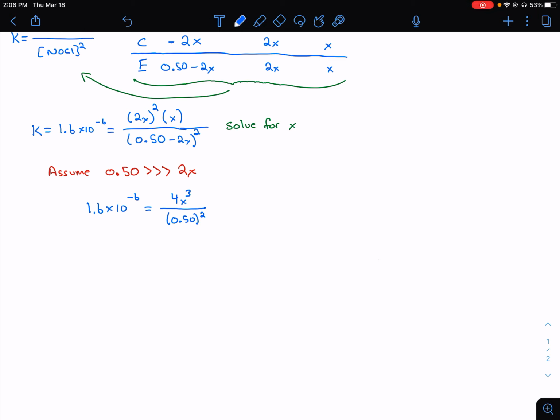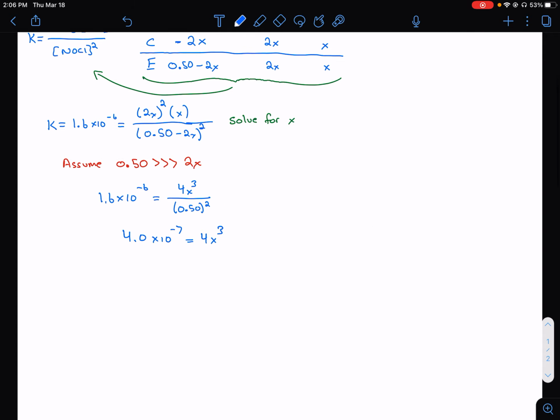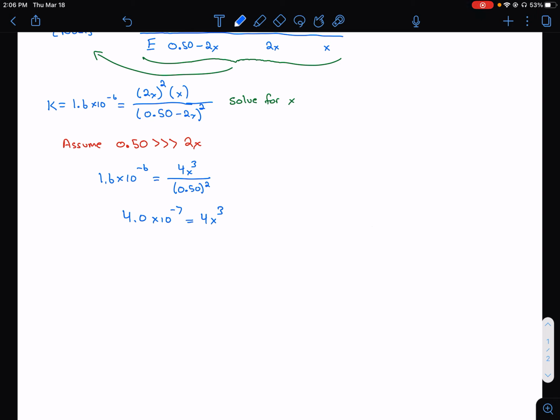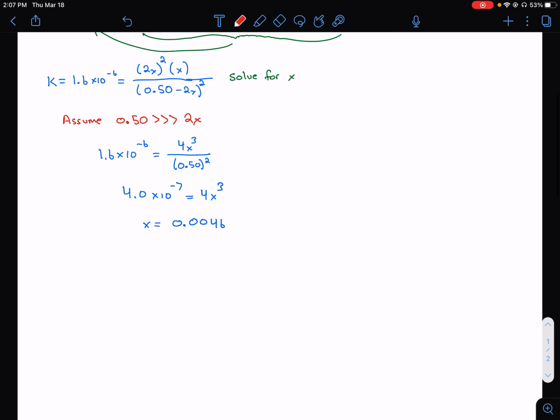This becomes a much easier expression for us to solve. We can multiply 0.5 squared to both sides of the equation, and we get 4.0 times 10 to the minus 7th is equal to 4x cubed. So then we'll divide by 4 and then take the cube root, and x ends up being 0.0046. So now we know what x is. Before we go further though, we should check our assumption. And this is the 5% rule.